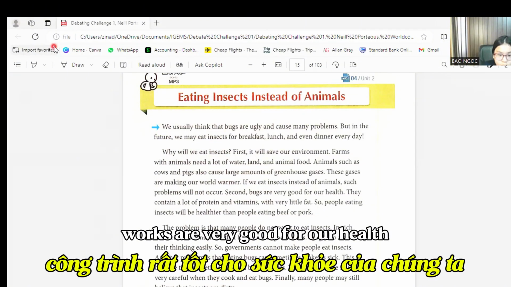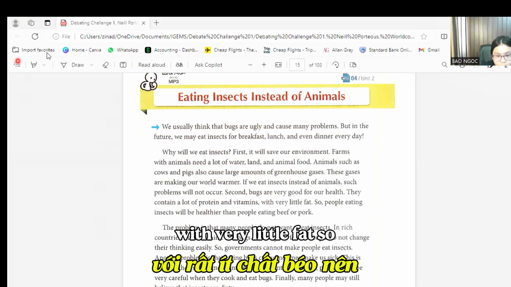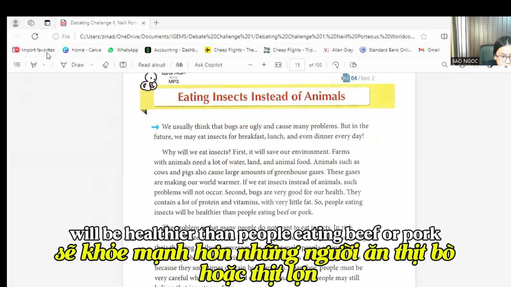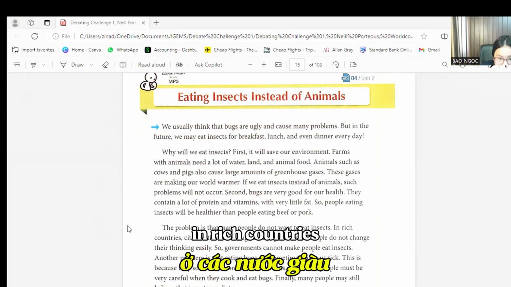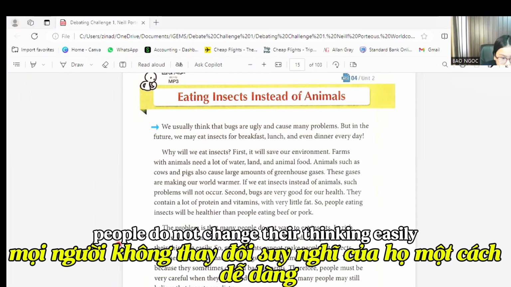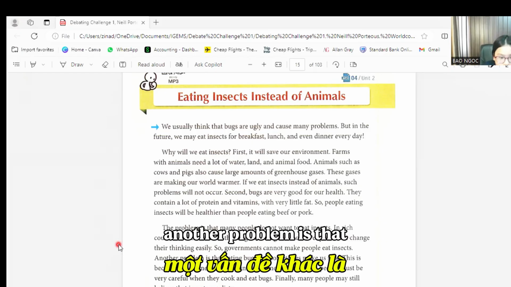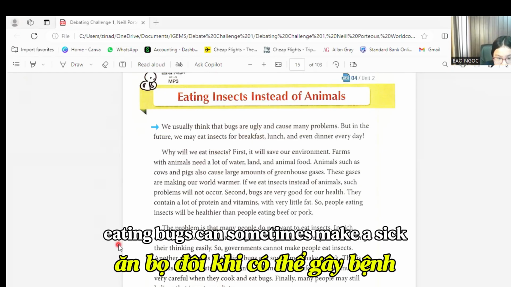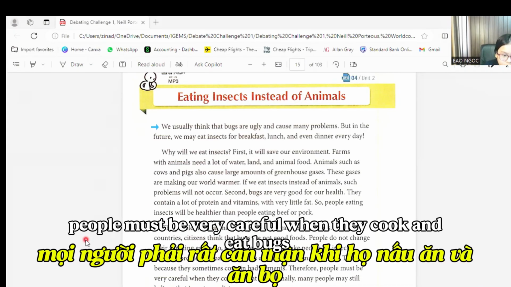Second, bugs are very good for our health. They contain a lot of protein and vitamins with very little fat. So people eating insects will be healthier than people eating beef or pork. The problem is that many people do not want to eat insects. In rich countries, citizens think that bugs are not good food. People do not change their thinking easily, so the government cannot make people eat insects. Another problem is that eating bugs can sometimes make us sick. This is because they sometimes contain bad elements. Therefore, people must be very careful when they cook and eat bugs.